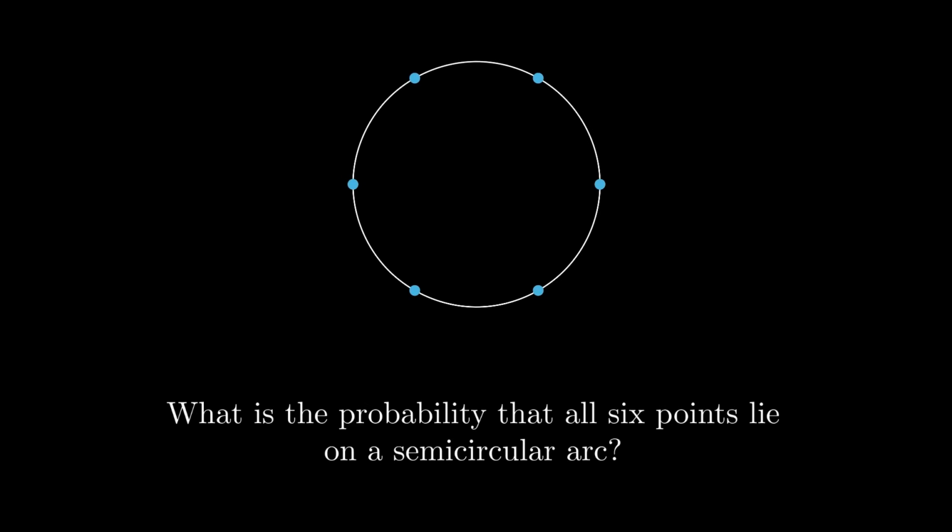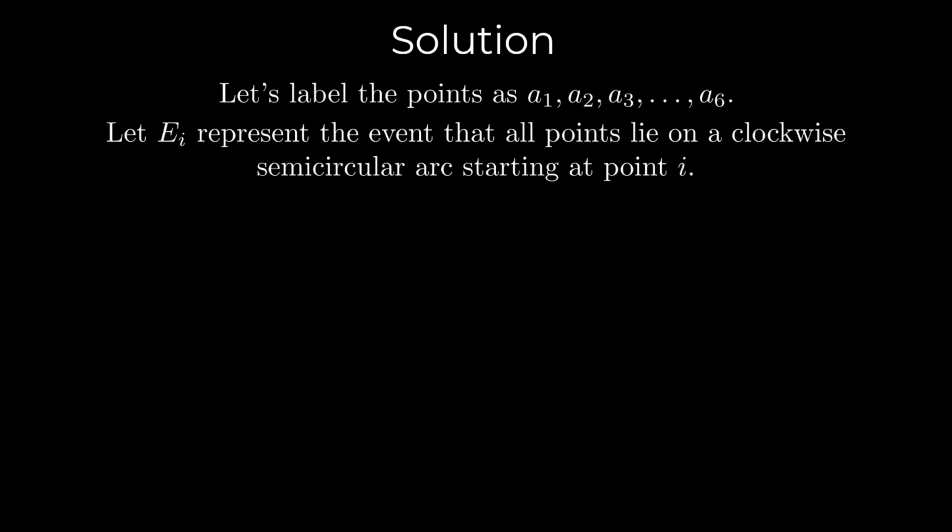Pause the video here if you want to give it a try. Here's the solution. Let's label the points as A1 through A6. Let Ei represent the event that all points lie on a clockwise semicircular arc starting at point i.